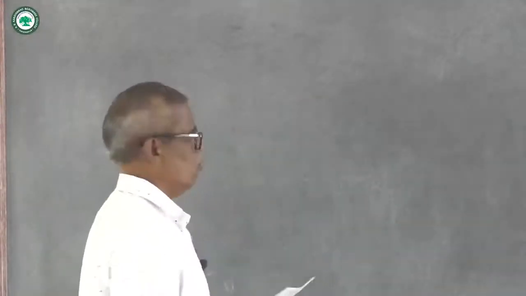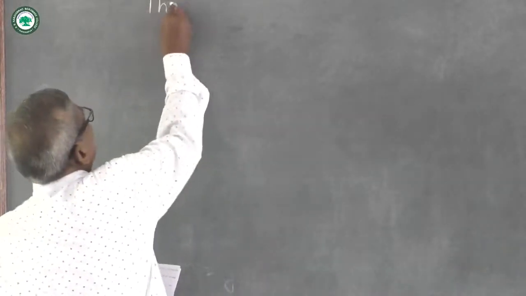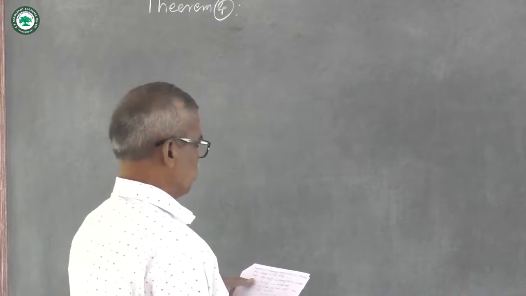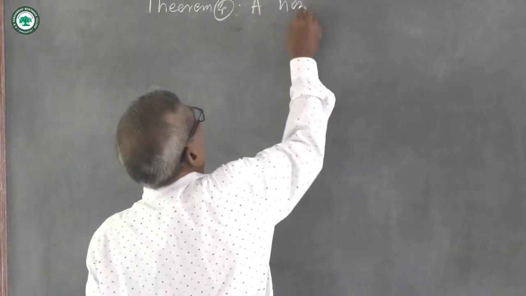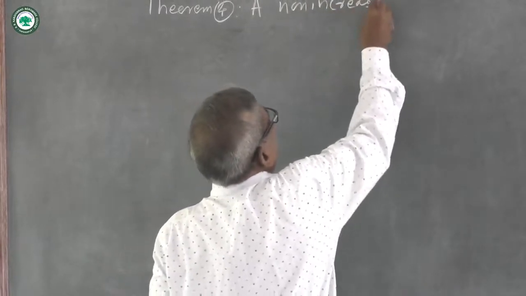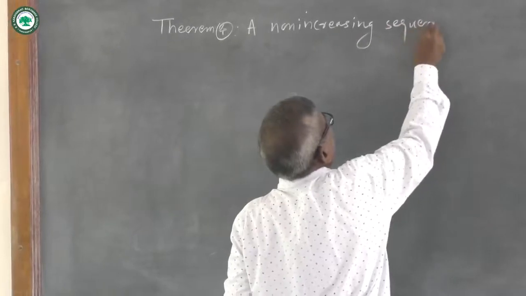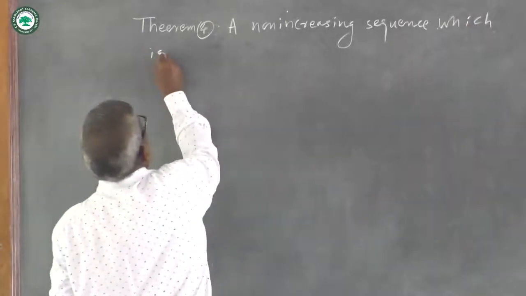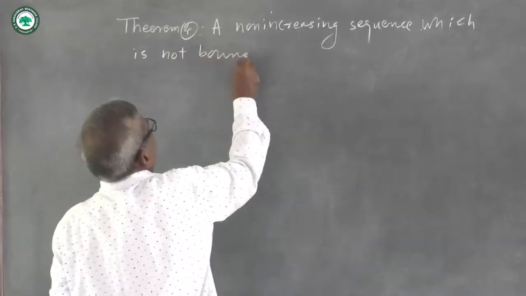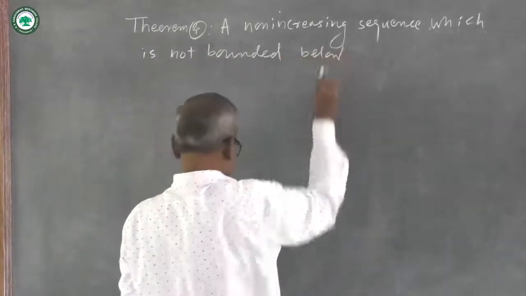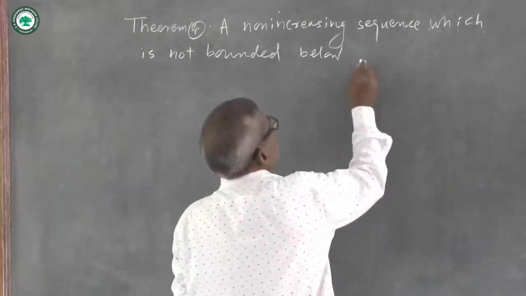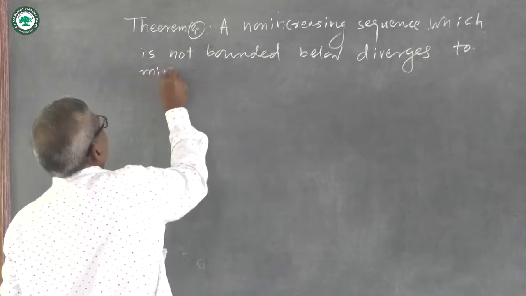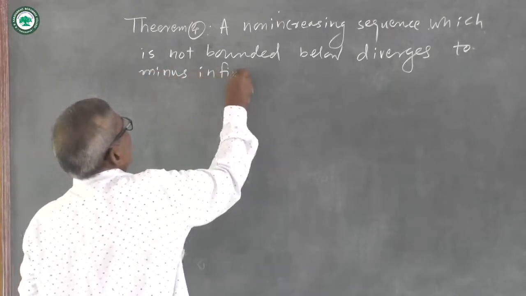Now we see theorem number 4. A non-increasing sequence which is not bounded below diverges to minus infinity.